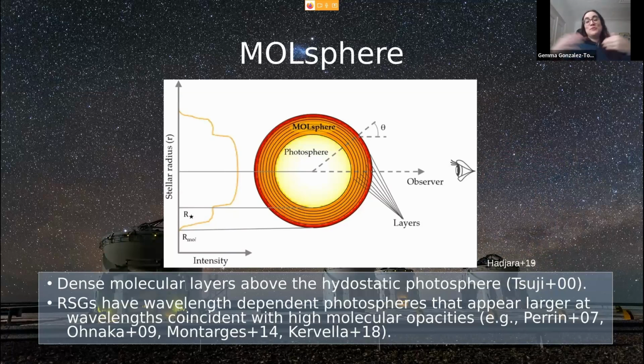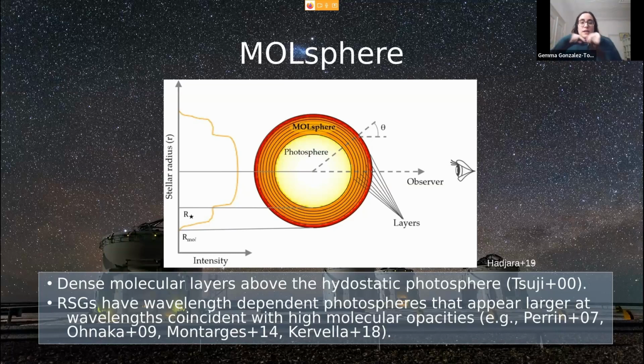And then we want to fit the observations to the data. So then there's this small sphere where basically what we do is we add the contribution of molecular layers around the photosphere of the star. This is because depending on the wavelength that we're observing, we're going to see that the star appears larger. So you can see, for instance, here, this is the intensity that we are seeing.